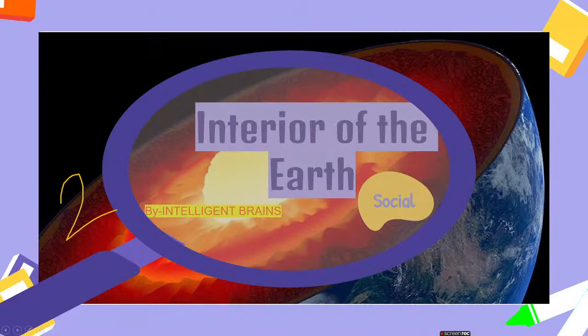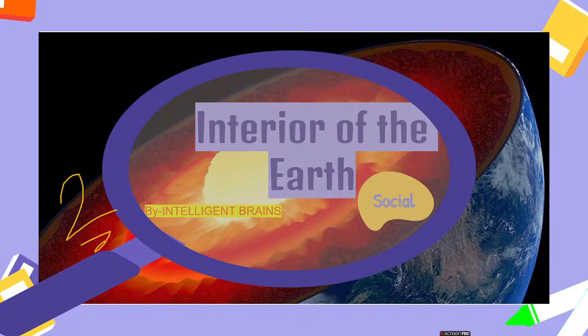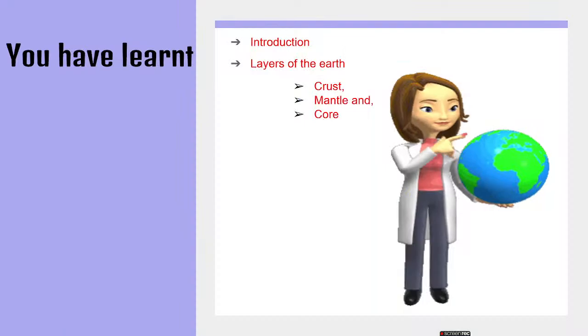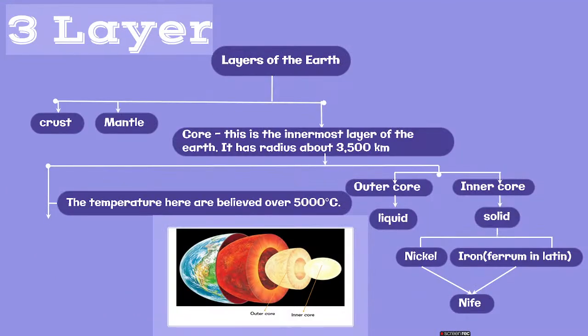Thank you for being with me up to now. So let us start the video. Today we are going to discuss the part 2 video of the interior of the earth. It is important to learn how the earth is made and what the structure of the earth is. In part 1 video we have just known the introduction part and the layers of the earth such as crust, mantle and core. The core again consists of outer and inner core, right?